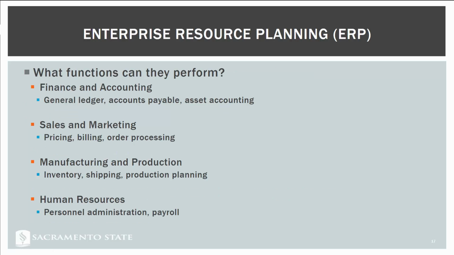So here's an example of some of the basic functions that most ERP systems have, depending on your industry. So finance, accounting, including general ledger, accounts payable, sales and marketing, order processing. If you're a manufacturing organization, there's inventory and shipping and production planning modules. And for many organizations, we'll also use an HR enterprise system.